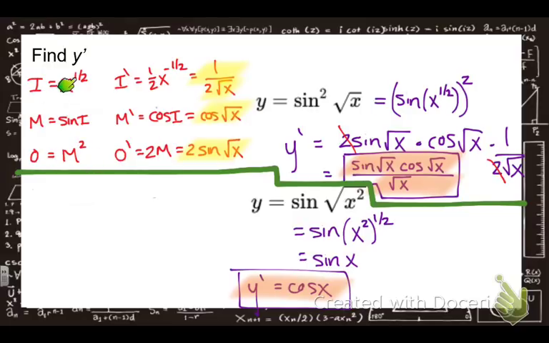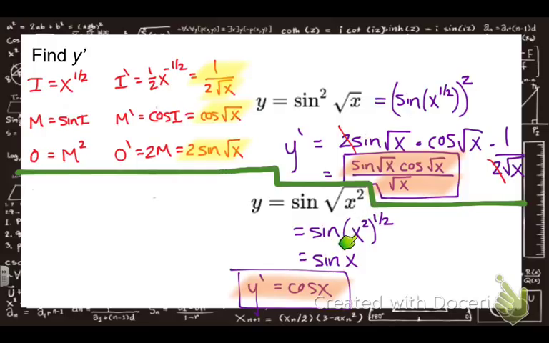The derivative of x to the 1/2 you can see is right here, 1 over 2 radical x. The derivative of sine of I is cosine of I, just replaced with the inside. And the derivative of m squared would be 2m, and then again just replaced m with what it equaled. We multiplied all three of these layers together. So we have the derivative of the outside, the derivative of the middle, times the derivative of the inside. The only thing that simplified was our 2's. 2 divided by 2 happened to be 1. Other than that, we had to keep everything written exactly the same.